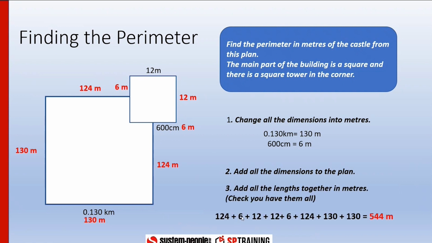We add all of these together. And we've got all of them here listed. And that equals 544. So that's how you would find the perimeter of a building. Make sure that you change all your dimensions so they're the same. And we're looking here at a length.